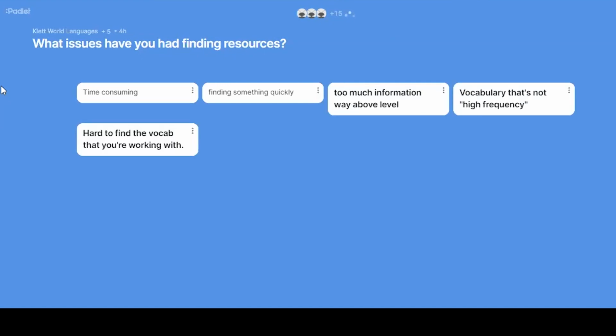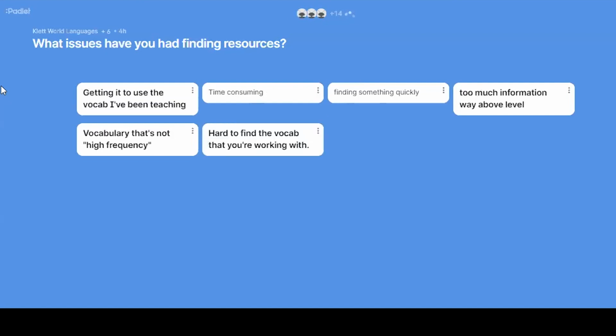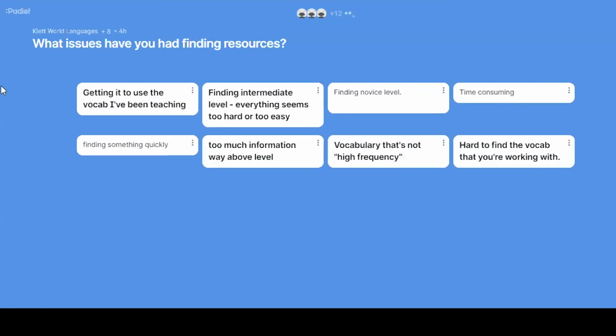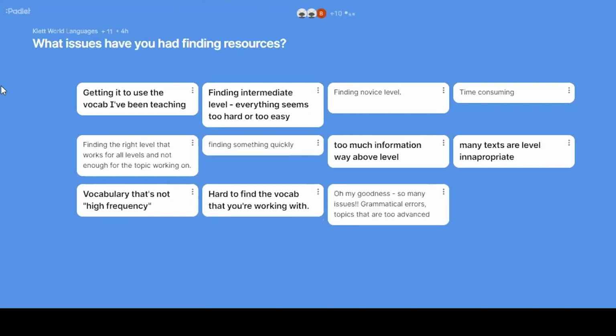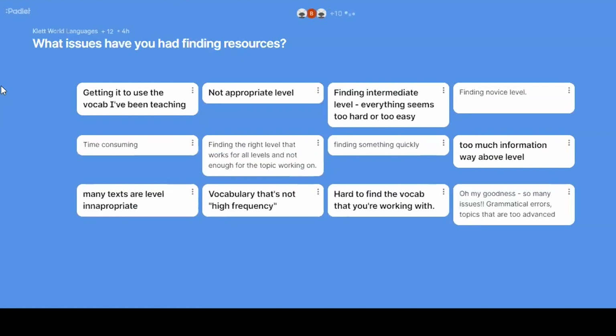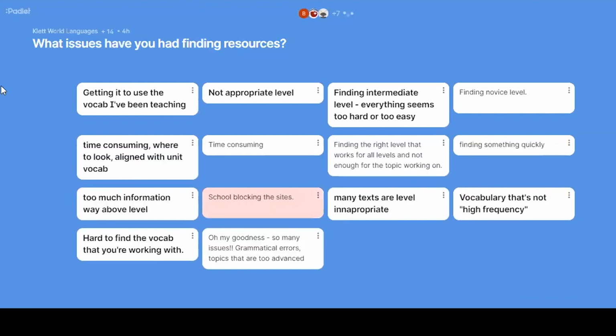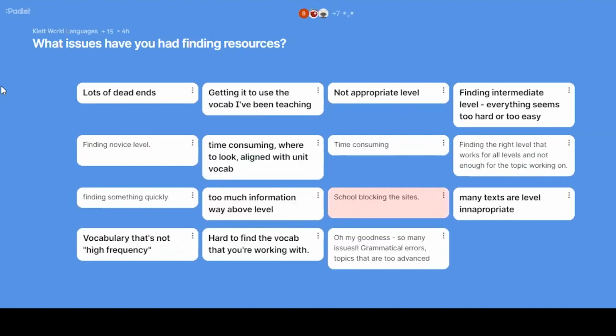Too much information, way above level. Yep. Vocabulary that's not high frequency. Yep. Finding vocab that's on the unit that you're doing. I agree. That's the one that we always struggle with. Grammatical errors. Yes. You know, these are written by real people. People make mistakes and finding things.